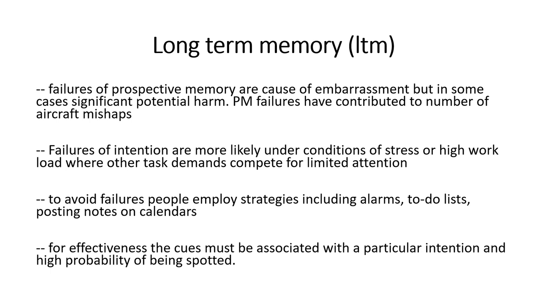Failures of prospective memory are causes of embarrassment, but in some cases significant potential harms could also result. You don't remember if you have taken medicine and you take it again. Overdose of medicine could be a problem, and so failures of prospective memory could be a problem. You were supposed to pick up the kid from school, you forgot, and now it is too late. The kid is still waiting at the school for you. Anything can happen to him, and so failures of prospective memory are a form of embarrassment or problem.